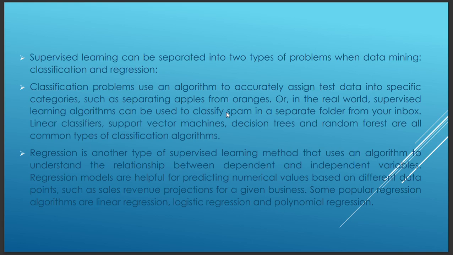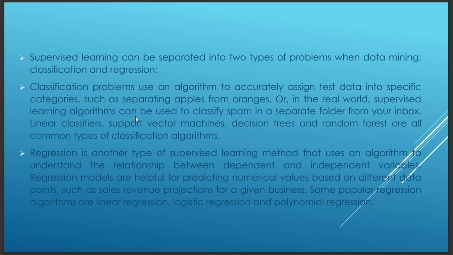Supervised learning can be separated into two types of problems for data mining: classification and regression. A classification problem uses an algorithm to accurately assign test data into specific categories, such as separating apples or oranges. In the real world, supervised learning algorithms can be used to classify spam in a separate folder from your inbox. Linear classifiers, support vector machines, decision trees, and random forests are all common types of classification algorithms.